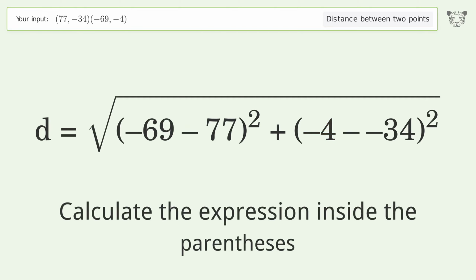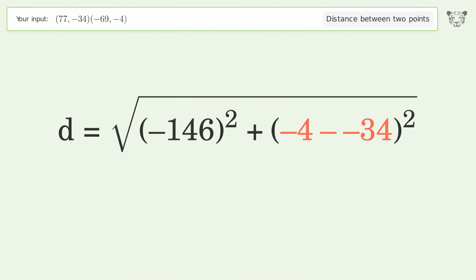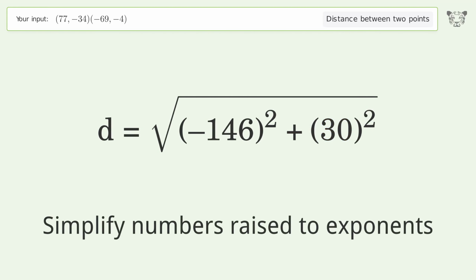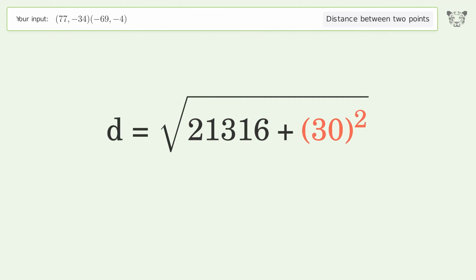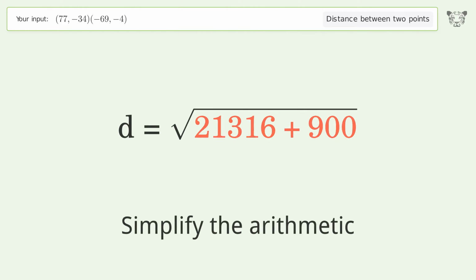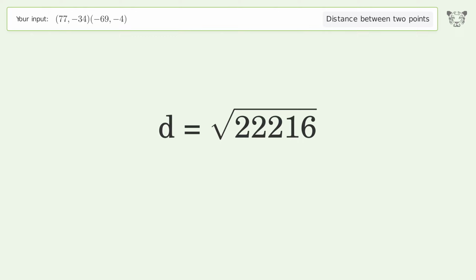Calculate the expression inside the parentheses. Simplify numbers raised to exponents. Simplify the arithmetic. And so the distance between the 2 points is the square root of 22,216, or 149.05.